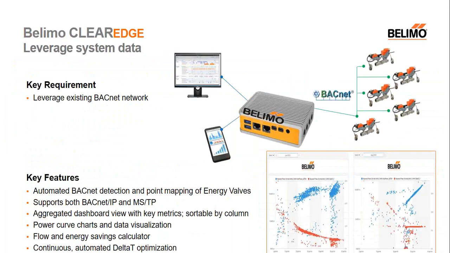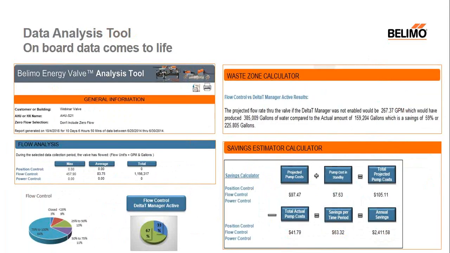And one of the last features I'm going to talk about is continuous automated delta T optimization. So what it does is has a routine that will continuously look for this best delta T set point and apply that to continuously optimize that valve's performance throughout its operation. So once again, it automatically optimizes each energy valve that's installed on that site. So those are things that do it for you.